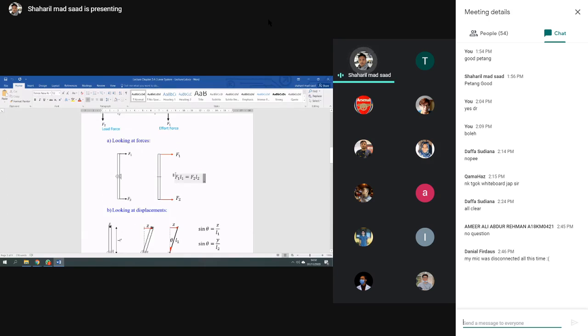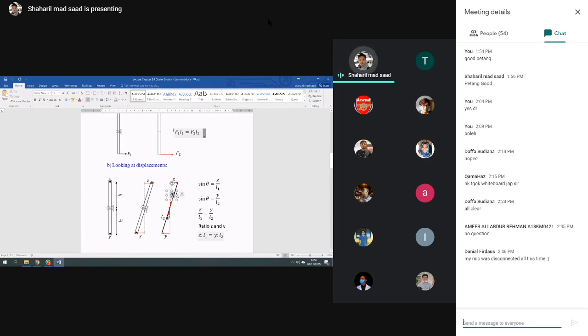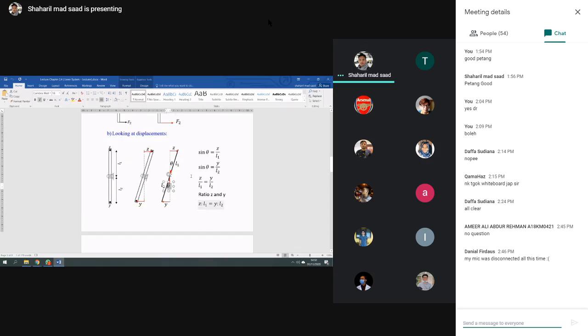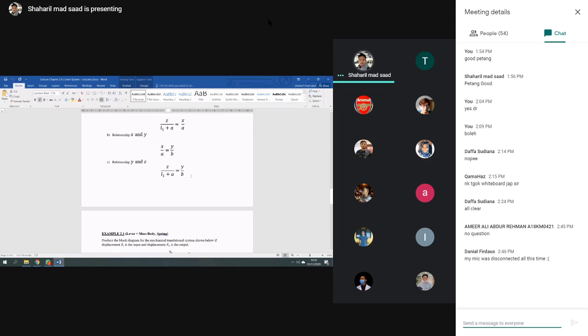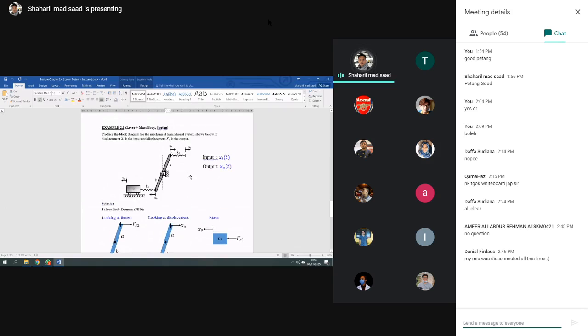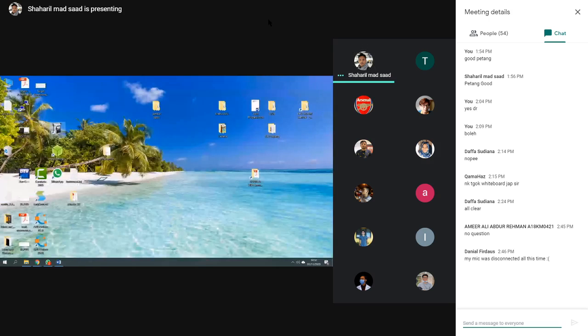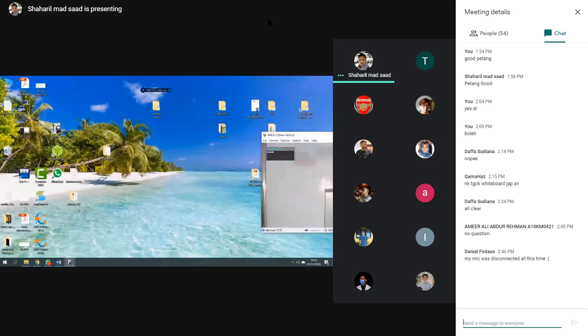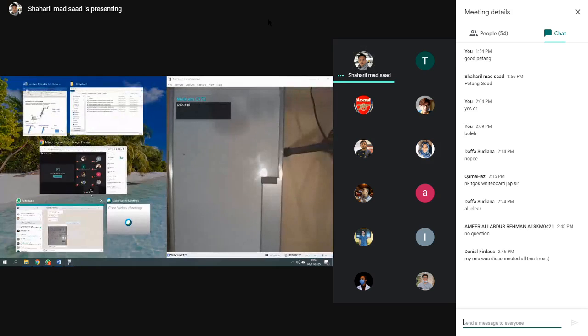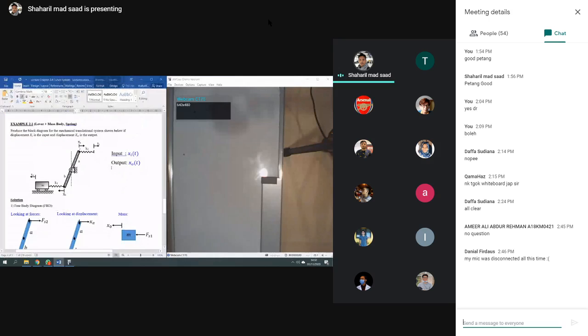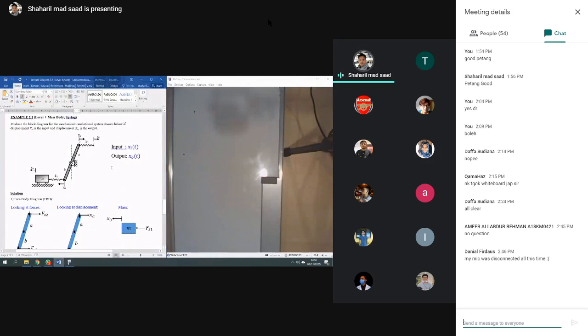This one is simple. When you have the lever system, you will play around with the sine theta. We want to find the relationship between the displacement and the length. So let's go through this example. Example 2.1.